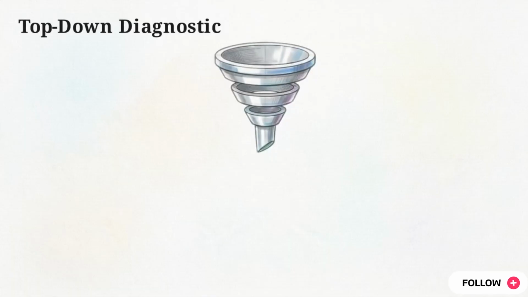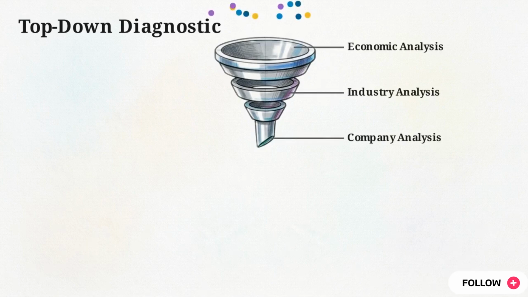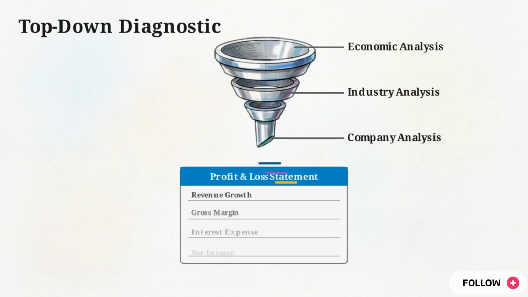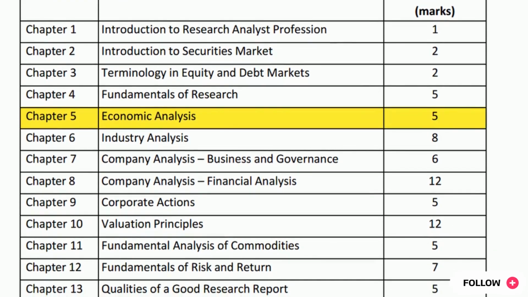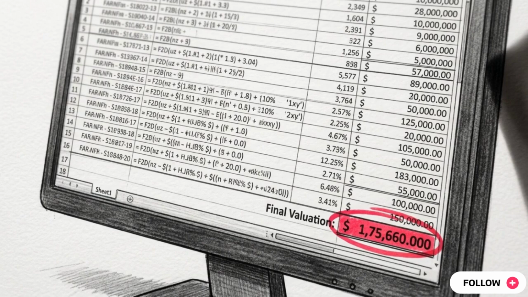To prevent this, research analysts rely on a workflow known as the top-down diagnostic. Broad economic data enters the top of the funnel and filters down to inform the specific inputs of a company's profit and loss statement. The National Institute of Securities Markets syllabus structurally enforces this exact progression. You must master economic analysis in Chapter 5 before you can accurately execute the industry and company analyses in Chapters 6 and 7. Evaluating a stock without this top-down framework leaves you vulnerable to valuing a business based on mathematically precise but economically flawed assumptions.